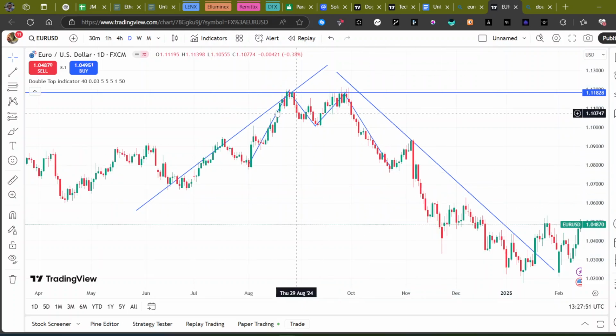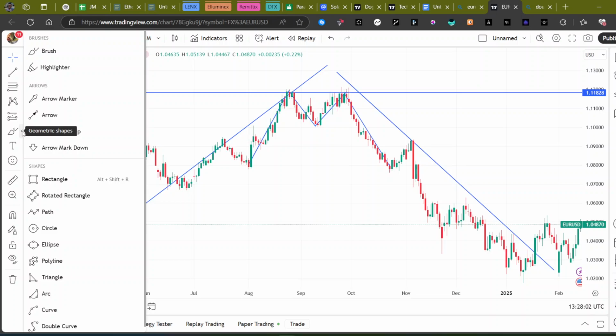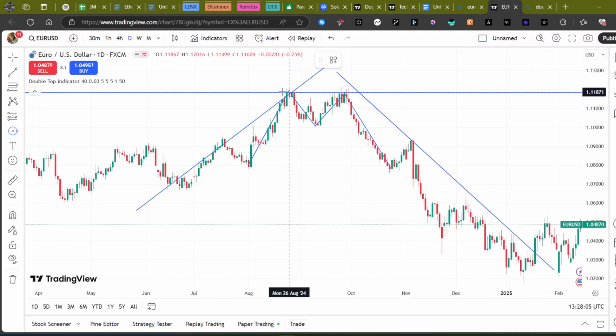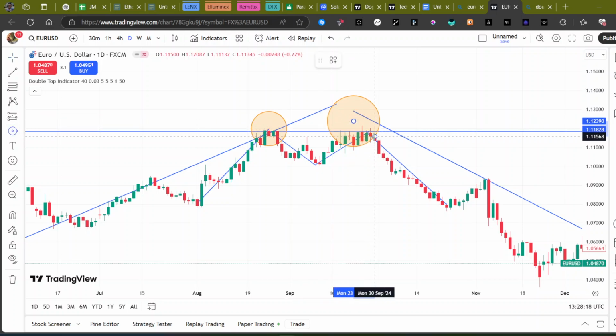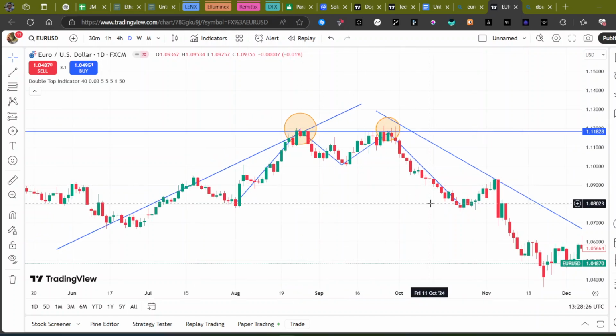Now, it occurs when price reaches a resistance level twice but fails to break higher. We can see what happened around here. This was the first time that the price got rejected around this zone, and then it came again and got rejected again, for the second time. You can see that we had two rejections around this resistance zone. So that is why we call it a double top pattern.